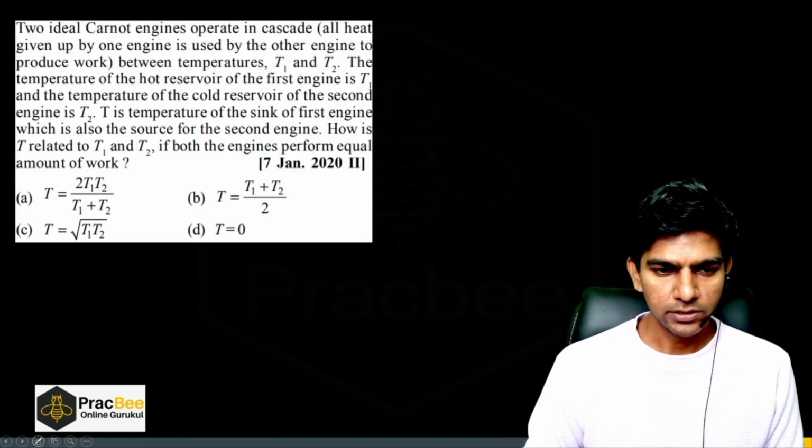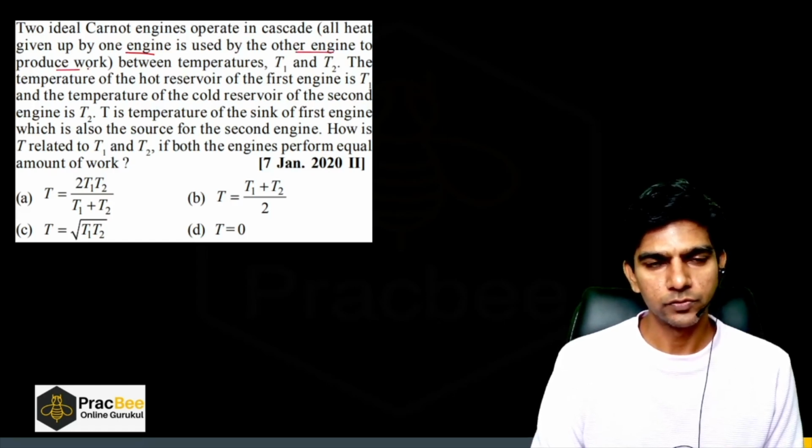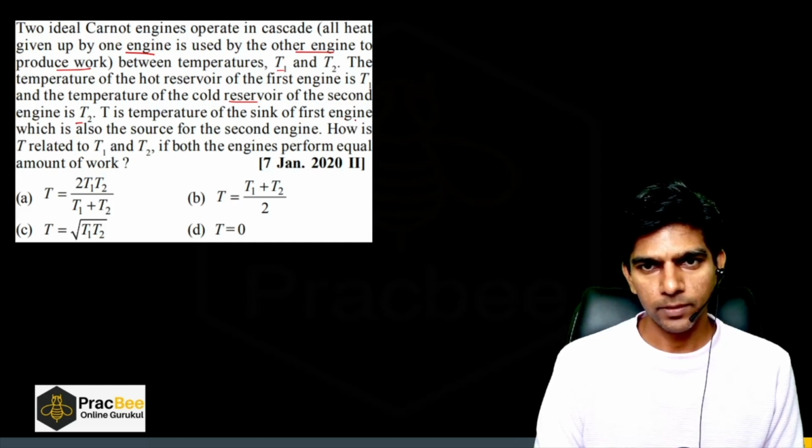Now let us see one more example. Two ideal Carnot engines operate in cascade. All heat given up by one engine is used by the other engine to produce work between temperature T1 and T2. The temperature of the hot reservoir of the first engine is T1 and the temperature of the cold reservoir of the second engine is T2, and T is the temperature of the sink of the first engine, which is also the source of the second engine.